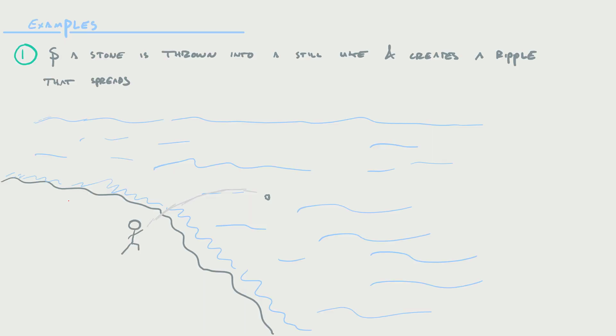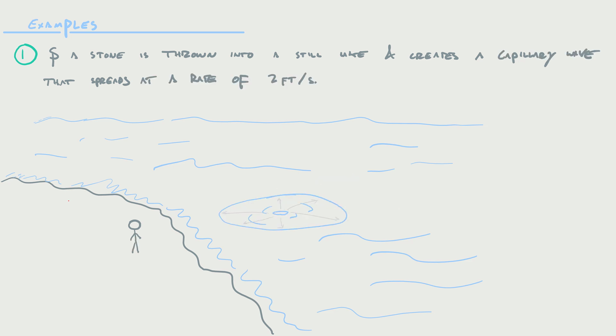All right, example number 1. Suppose a stone is thrown into a still lake and creates a ripple that spreads on the surface of the water. This thing, by the way, is called a capillary wave. And let's say that the capillary wave is spreading at a rate of 2 feet per second. Okay, so we've thrown a stone into the water, the ripples emanating outward from the center of this thing at a rate of 2 feet per second, which means that its radius is changing. It's increasing 2 feet every second.